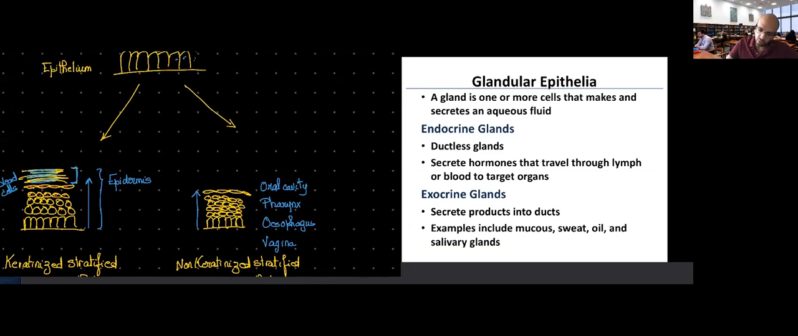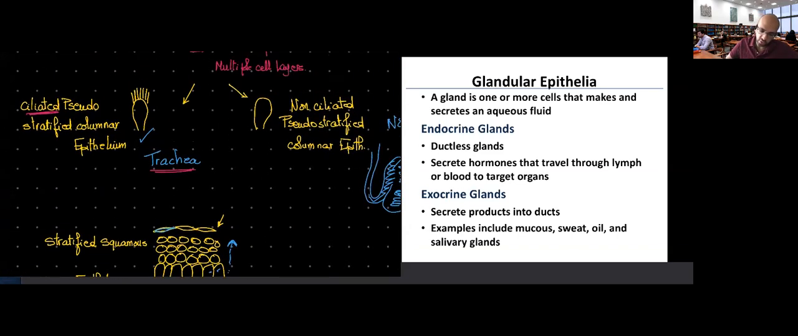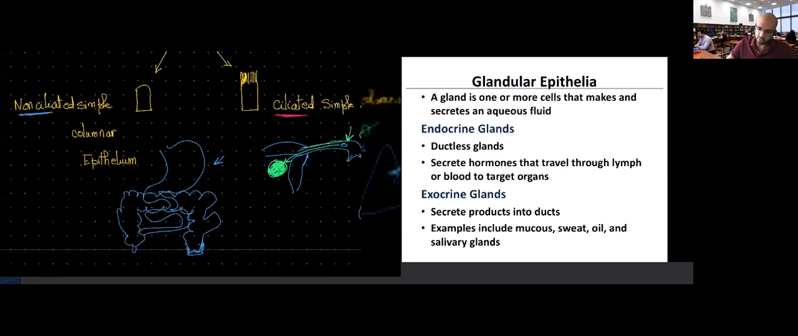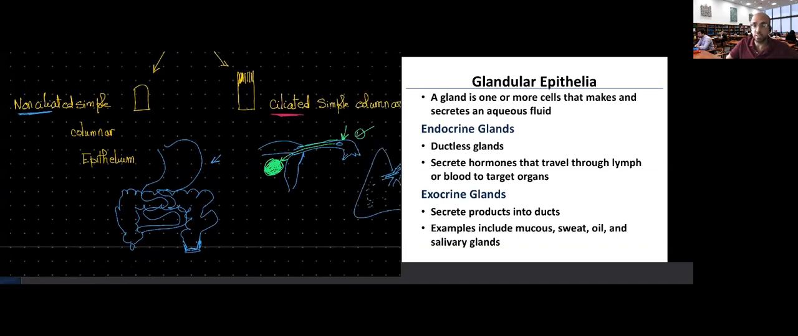So you see on here, that's why I can't say the gastrointestinal tract is lined with simple columnar non-ciliated epithelium, because part of the gastrointestinal tract, which is the oral cavity, pharynx, and esophagus, those are not lined with non-ciliated simple columnar. They are lined with non-keratinized.